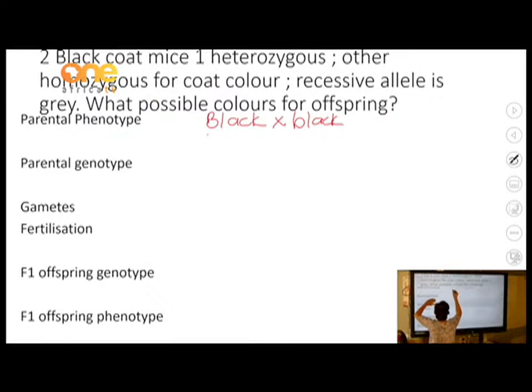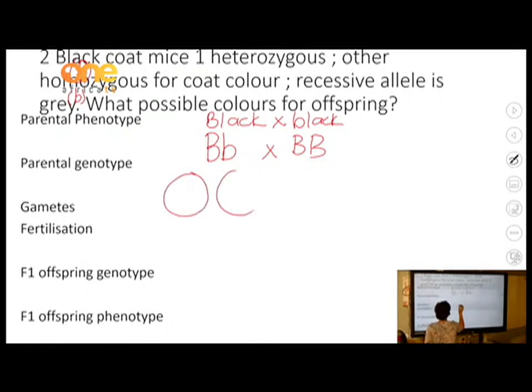So, the heterozygous will be capital B, small b. And I normally will write down black is dominant, okay? And what will grey then be? The grey coat will then be small b. Important: we use the small letter of the dominant allele. And the other one is homozygous.